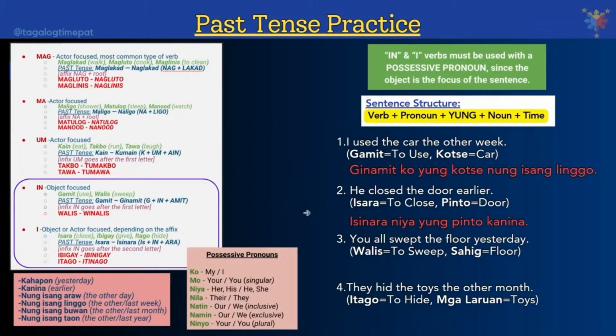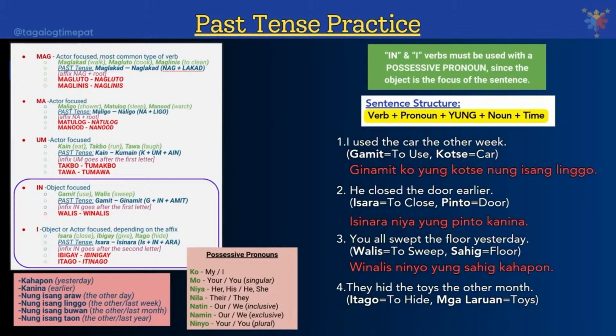Okay, number 3, you all swept the floor yesterday. Walis means to sweep, sahig means floor. Winalis ninyo yung sahig kahapon. You all swept the floor yesterday.